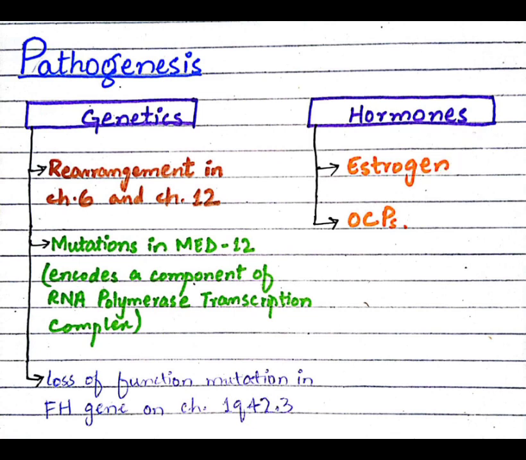After the reproductive age, the estrogen level falls, so the risk of developing fibroids also decreases. In fact, most of the fibroids regress spontaneously after the menopause. The second thing that can cause fibroids is oral contraceptive pills, especially if they contain estrogen and not progesterone.